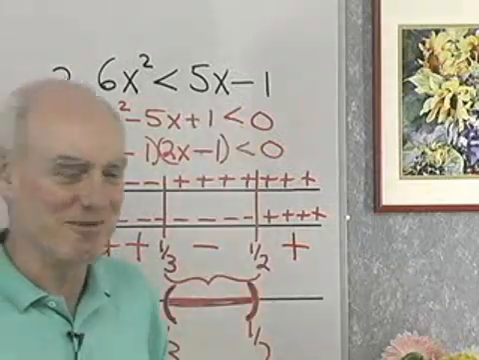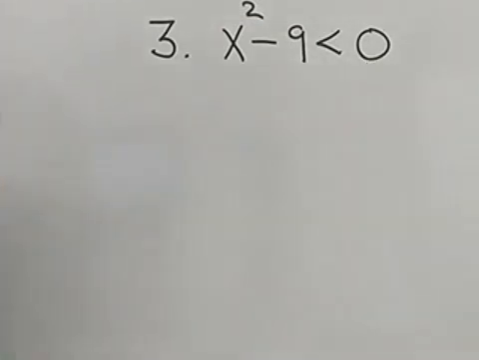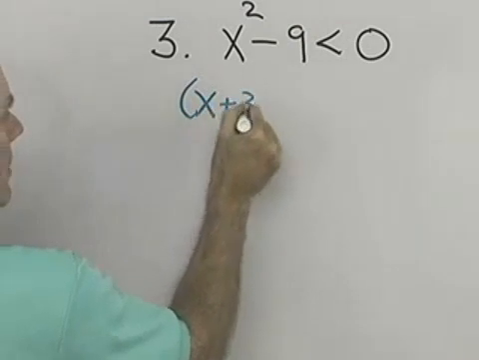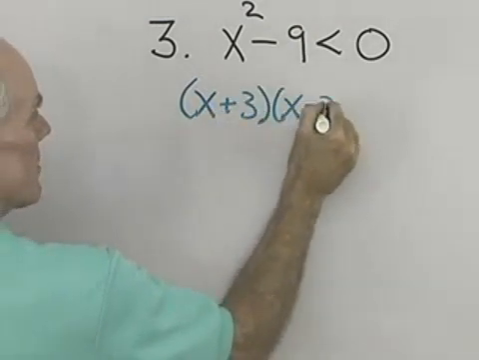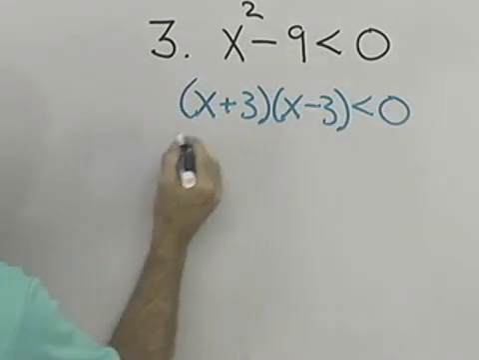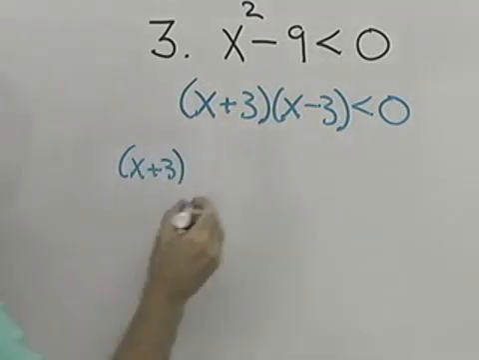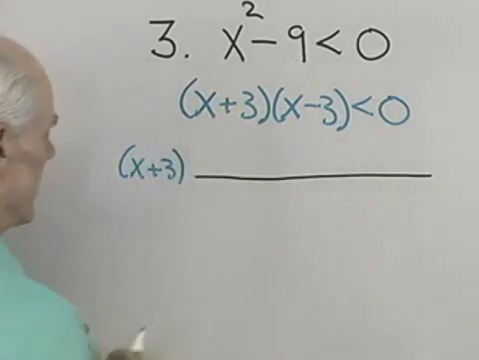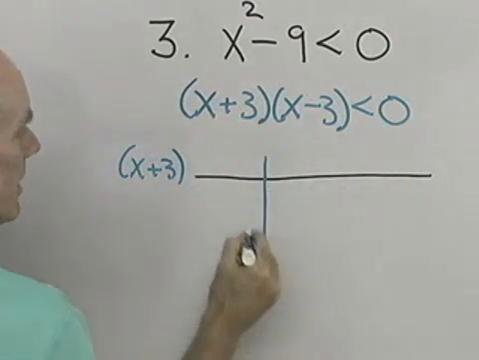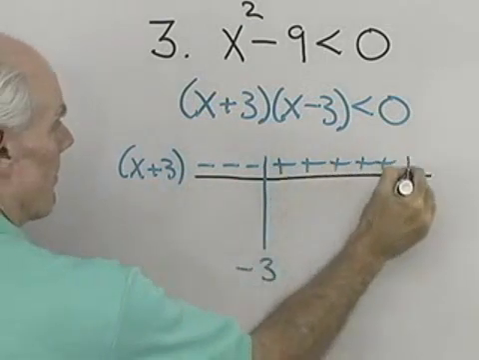Let's look at another example. Here I have x squared minus 9 is less than 0, so I'll start by factoring this. That's an easy one. x plus 3, x minus 3, less than 0. Okay, I want to look at a sign chart for my factors, so I'll look at the factor x plus 3. I'll draw a little number line here, and x plus 3 is going to be 0 at negative 3. It'll be negative down below that and positive up above that.